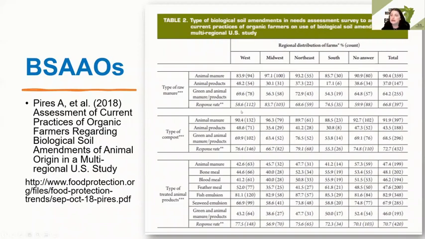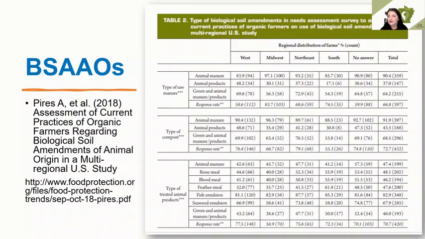So here you see, if we're talking about applying raw manure, oftentimes we're talking about using organic practices for farming. And so here's a study published in 2018 on a survey sent out to organic farmers regarding their biological soil amendments of animal origin, their use. So what do they use? How do they use it? And as you can see from the table that's provided here, this was conducted across the country. Research all over, and particularly if we look at the South, which is where our program is being held, we do have people registered from all over the country that are on with us today.